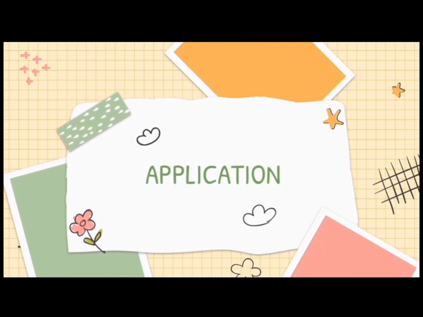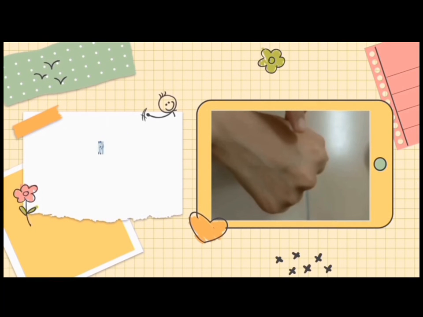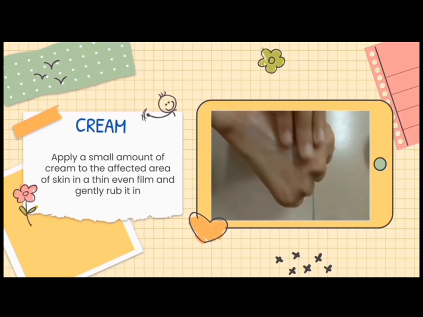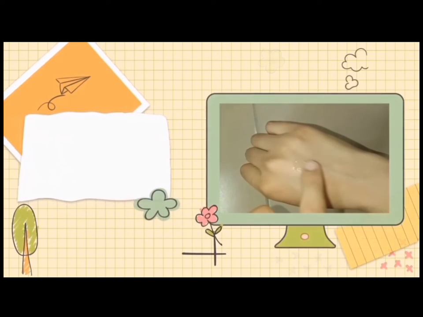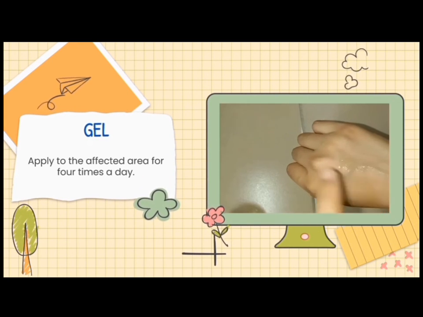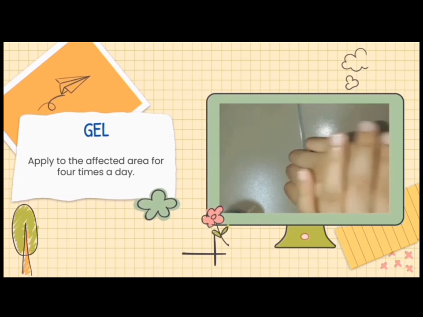Secondly, I will explain to you about the application. How to use the hydrocortisone cream: you have to apply a small amount of cream to the affected area of skin in a thin, even film, and gently rub it in. Next, this is the gel. You have to apply it to the affected area 4 times a day for the SOOV bite gel.